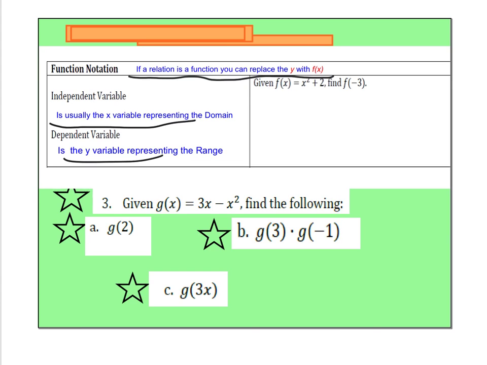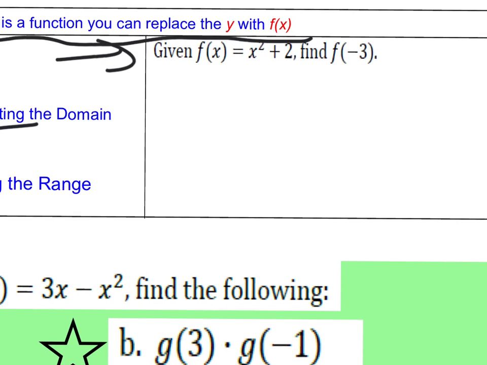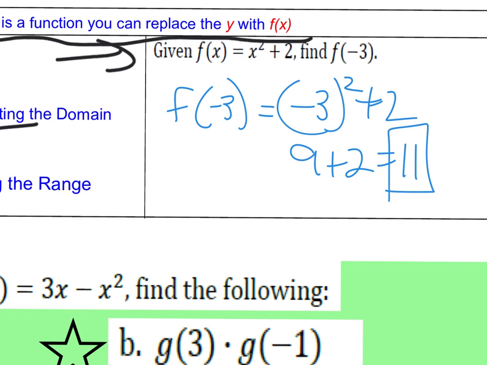So if I look here, f of x equals x squared plus 2. Find f of -3. So all that means is I literally substituted in -3 where x is. So 9 plus 2, that's 11. That's what the f of -3 would be, 11.